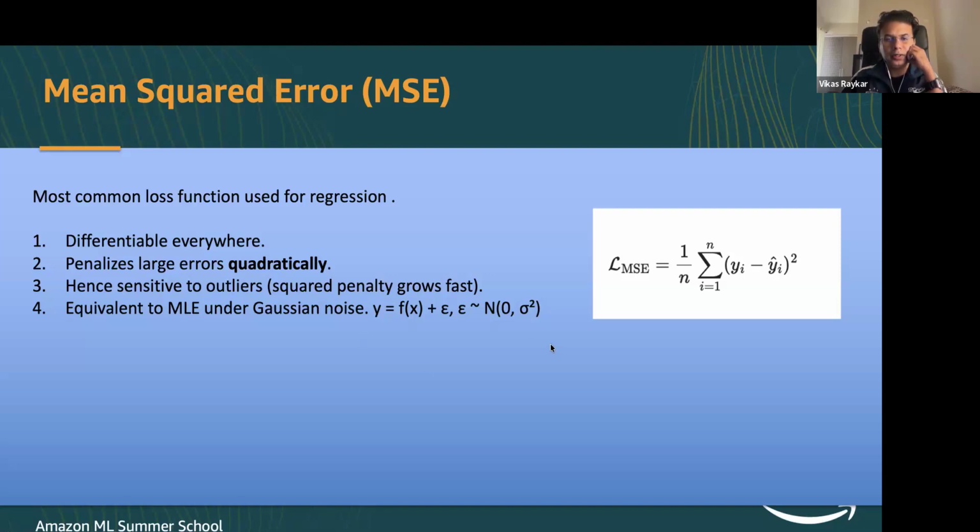Theoretically, this can be shown to be equivalent to the maximum likelihood estimator under Gaussian noise. If you model y equals f of x plus epsilon, where epsilon is normally distributed with mean 0 and variance sigma square, then the maximum likelihood estimator will optimize this loss function, which is the mean squared error.